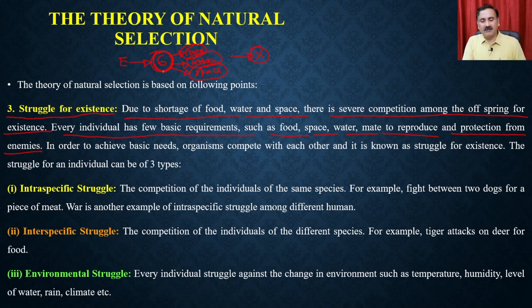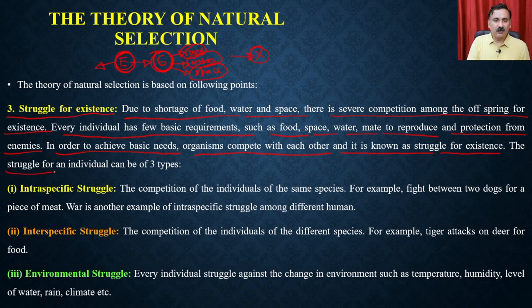There could be some of the offspring which are going to die. The same is true for this elephant also. This elephant also could die in due course, right? Because it may not be able to get food, water or space, or it cannot get protection from the enemy as well. So in order to achieve basic needs, the organisms compete with each other, and it is known as the struggle for existence.